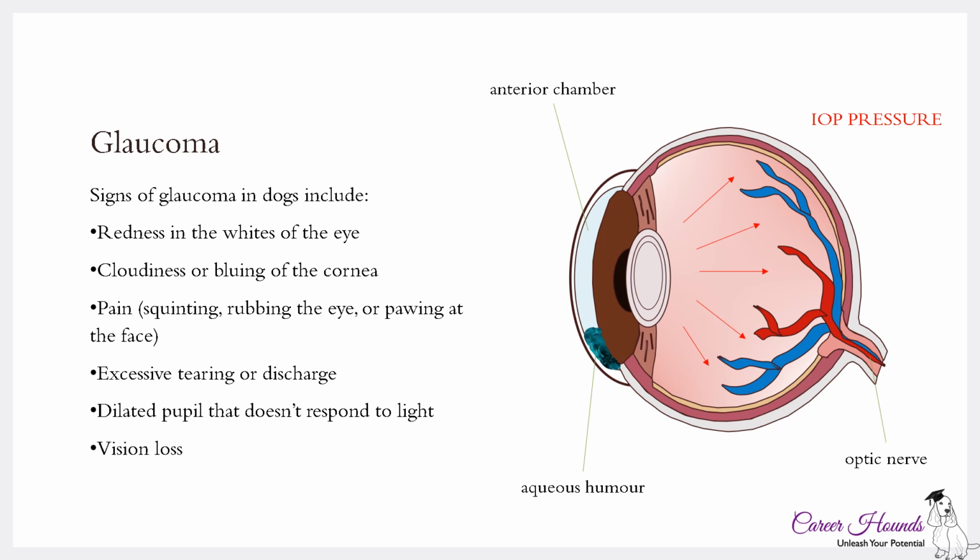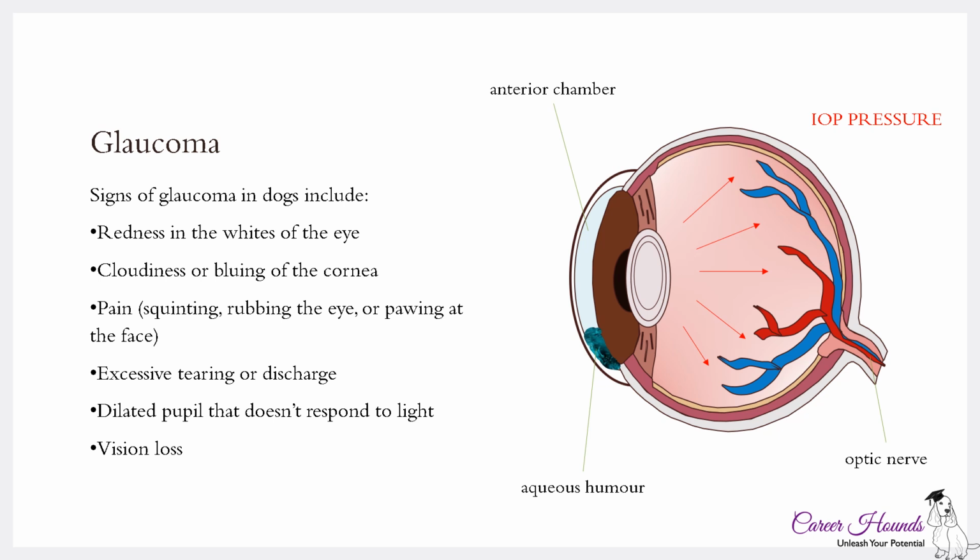Additionally, the vet may conduct a thorough eye examination to identify the underlying cause if it's secondary glaucoma. Treatment for glaucoma aims to reduce intraocular pressure and manage pain. This can include medications, eye drops or oral medications to lower the pressure within the eye.